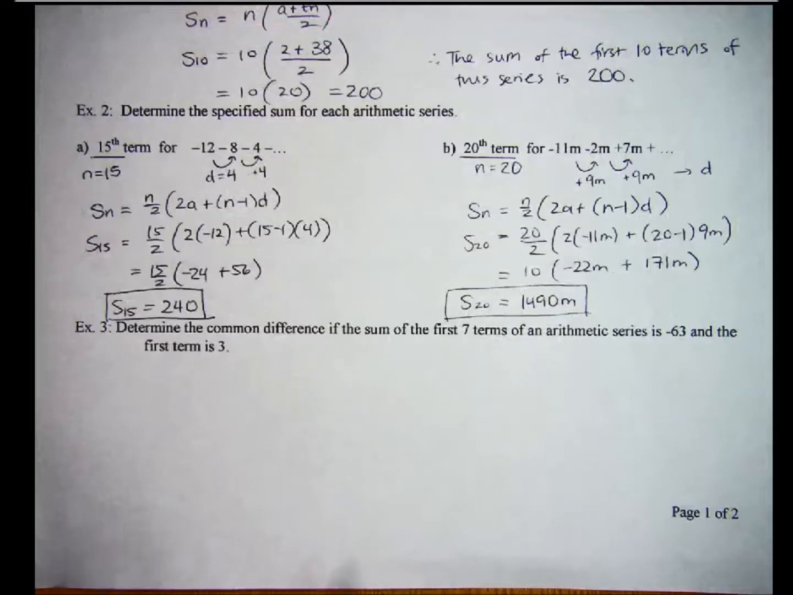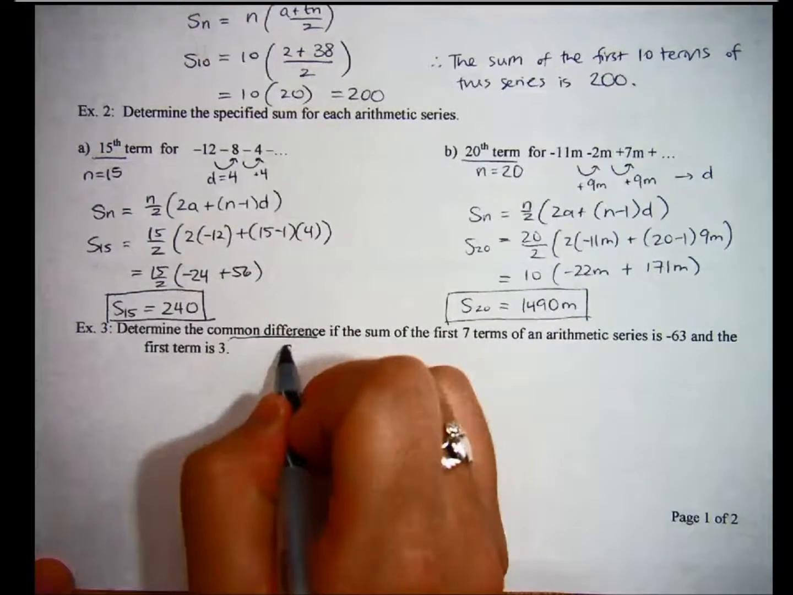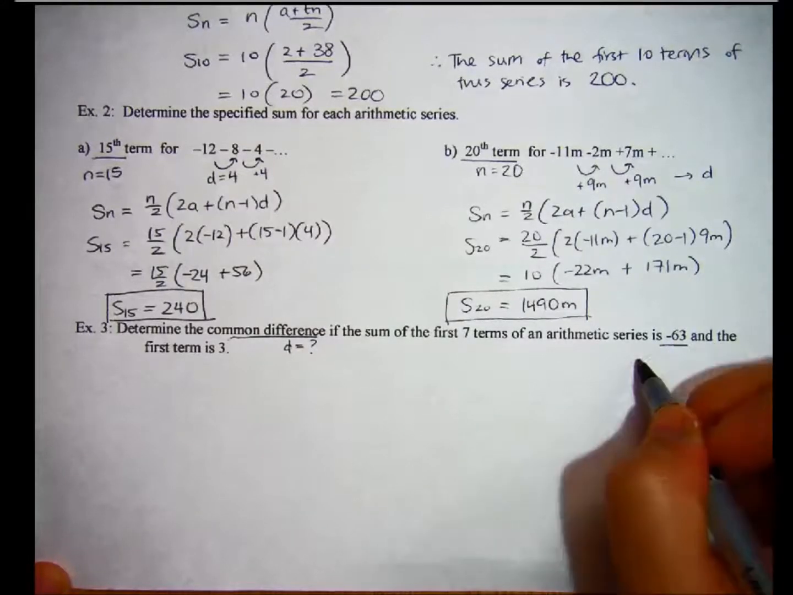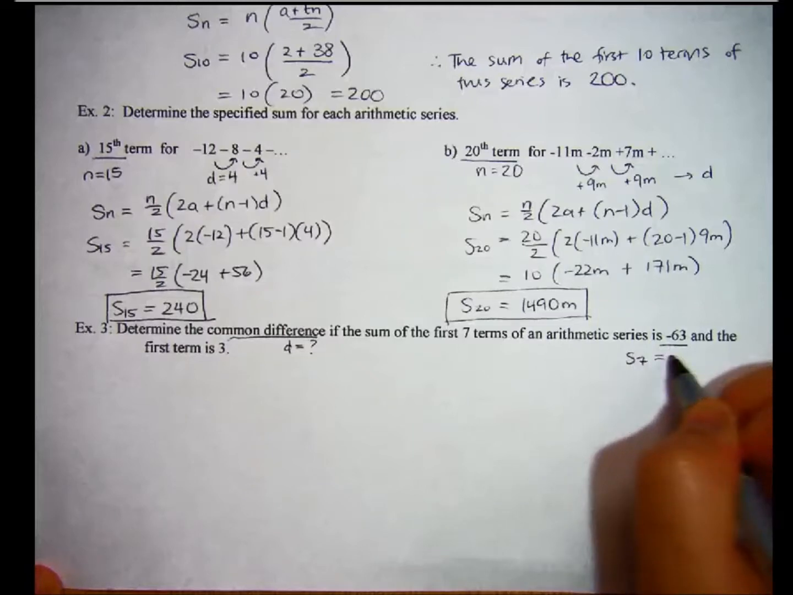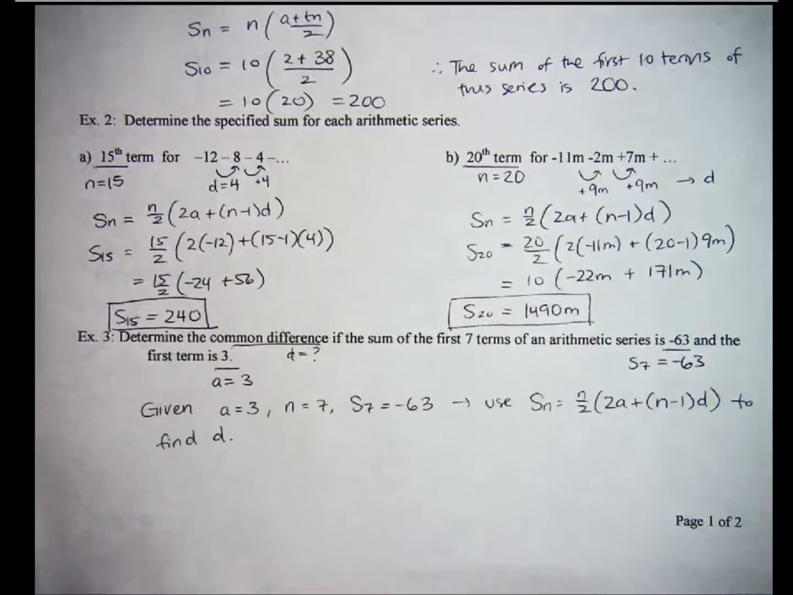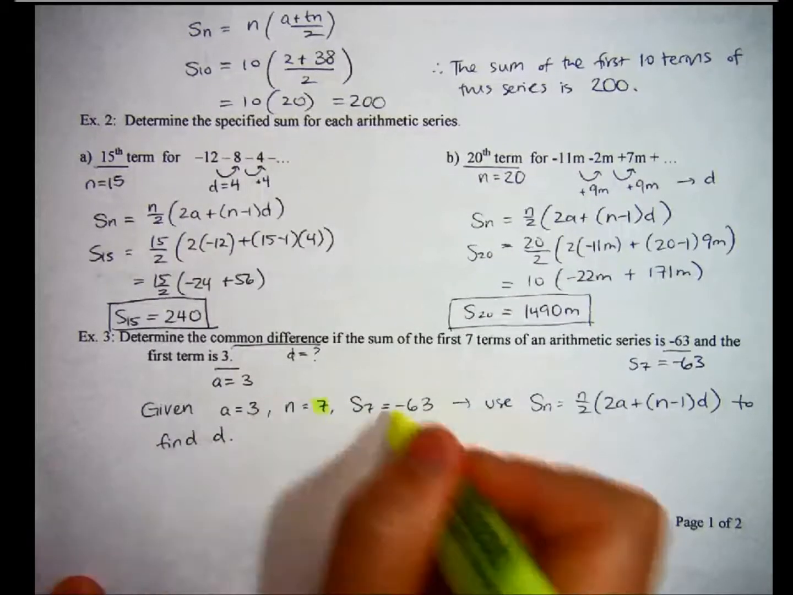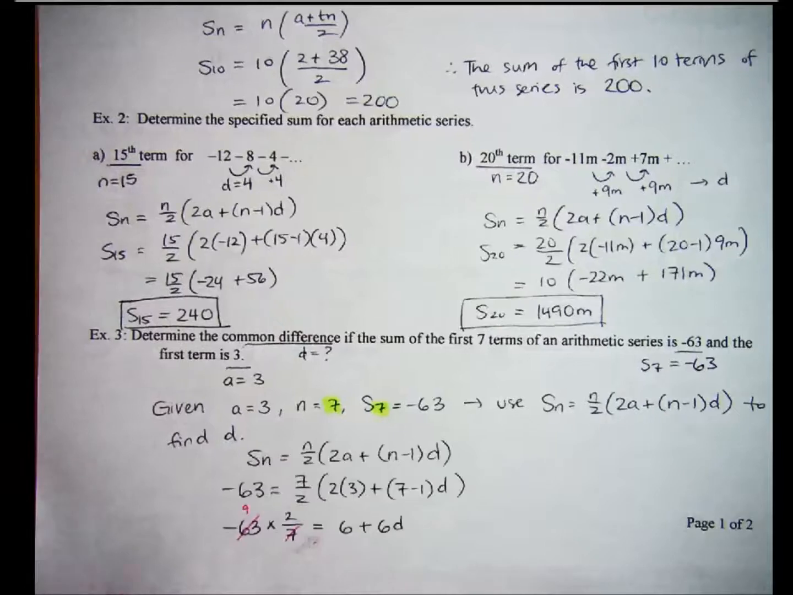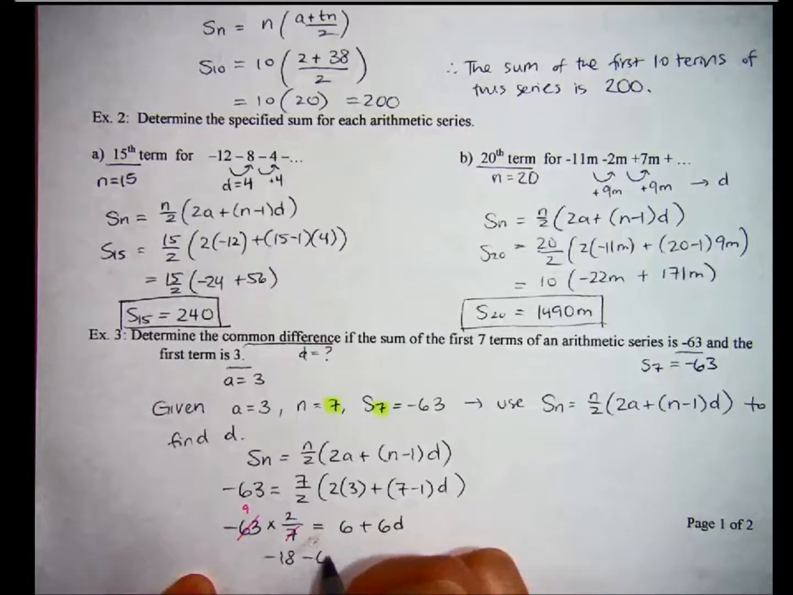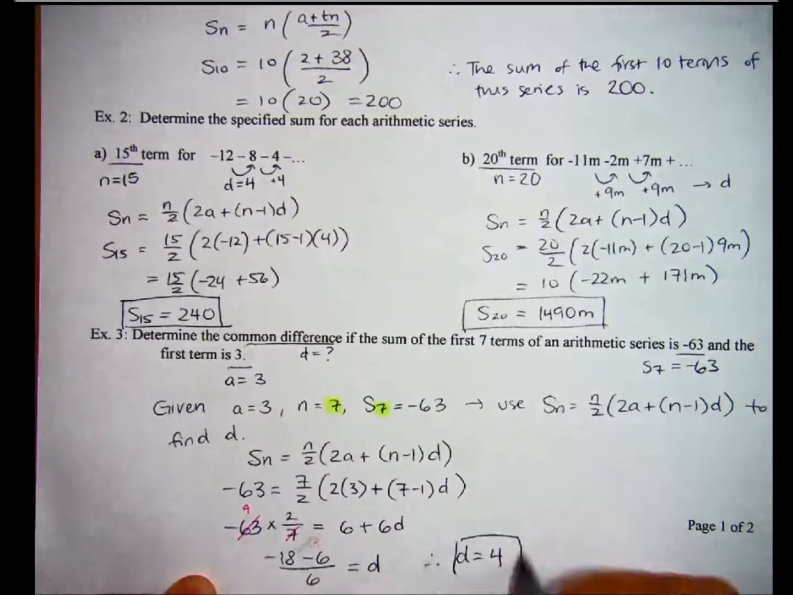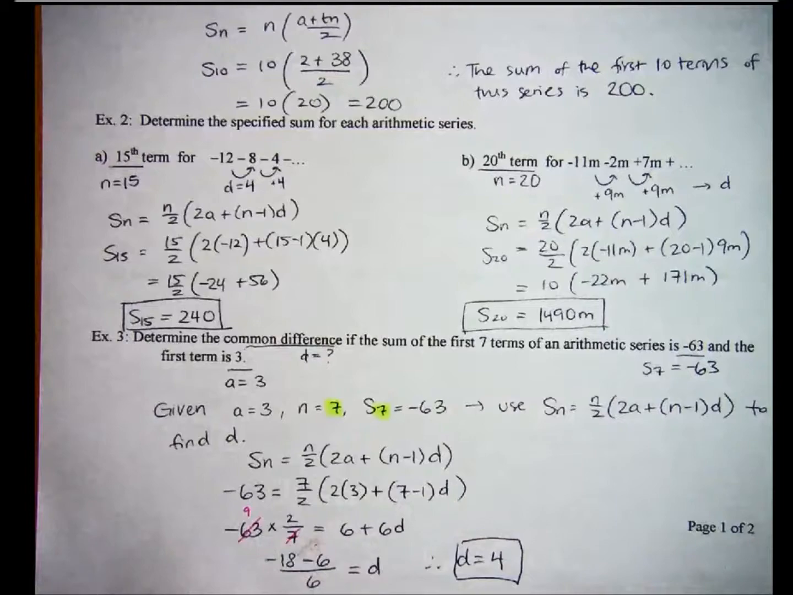All right, last example. Determine the common difference. We want to find d if the sum of the first 7 terms in the arithmetic series is negative 63, and the first term is 3. Based on the given information, we're going to use the second formula to find d. So plug everything in and rearrange your equation to solve for d. Negative 18 minus 6, divided by 6, gives us d, and d equals 4. Done.